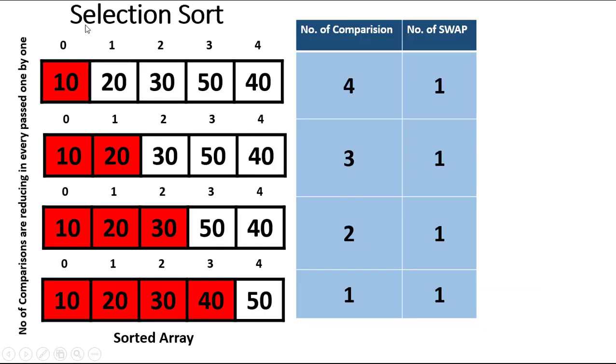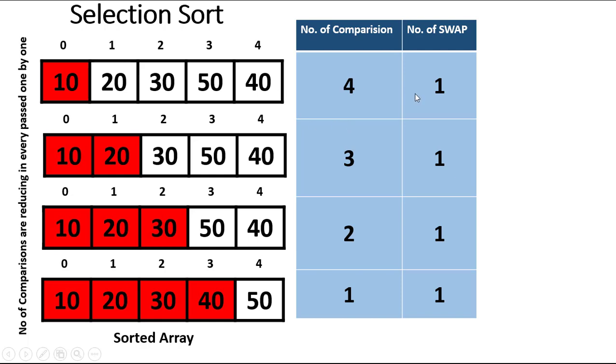Here you can see in selection sort, the number of comparisons reduces in every pass by 1. Suppose this is the first pass output, then the second pass. Once the element is shifted to the right position, we require only one less than the previous size of the array. Clear? So in the first pass, the number of comparisons is 4 because there are 5 elements. We have to compare these two, then these two, then these two, and these two. So there are 4 comparisons.